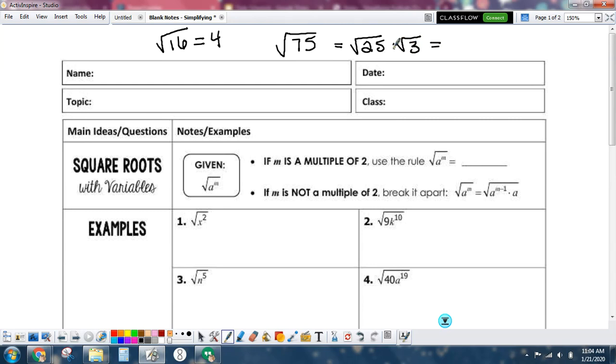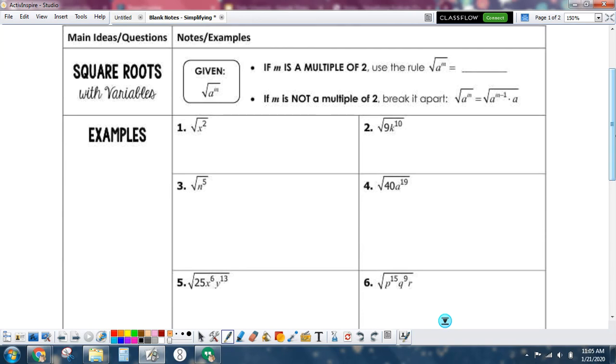And then when I simplify this, the square root of 25 is 5, and I can't simplify the square root of 3, so I simplify it like that. And then with the cube roots, it's the same idea. Your cube root of, for example, 16, the perfect cube that goes into that is 8, and then 8 times 2 is 16. Simplify that, you get 2 cube roots of 2. So remembering that, we're going to go ahead and move on to square roots with variables.